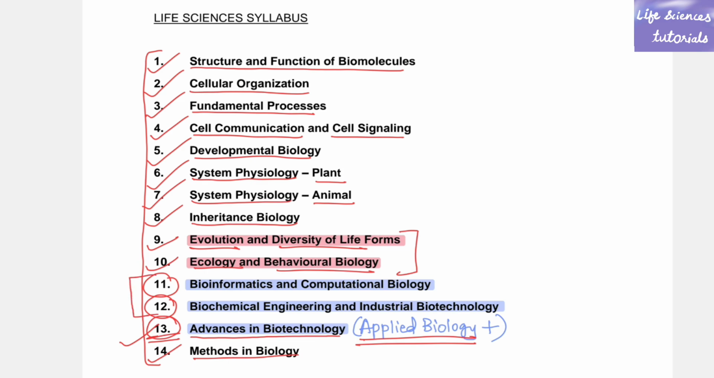Remaining are units number 11 and 12. These are new units. There are many topics which have been newly added, especially bioinformatics. In the CSIR NET examination, there was no content related to bioinformatics and computational biology, but now this new unit is being added. So students of bioinformatics, biotechnology, and related disciplines have an advantage now. Whatever they study during their post graduation, they can easily use it here.